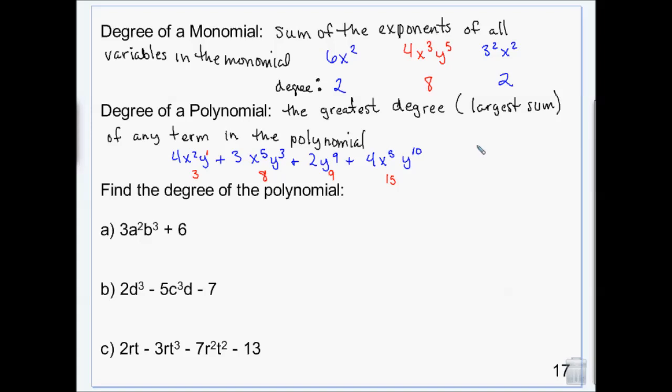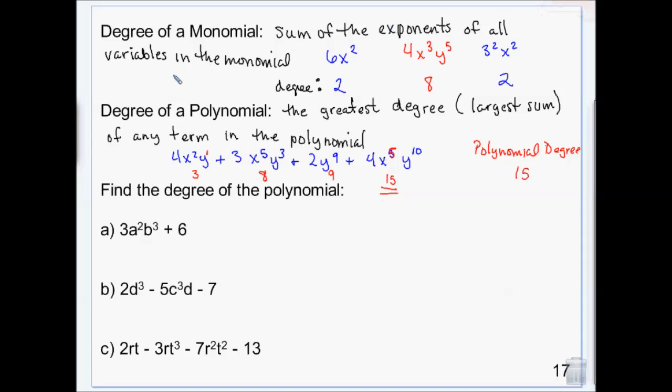The polynomial degree is going to be 15, because 15 is the largest degree. Just so you know, the 5 with the x at the end looks like an 8, but it's a 5. Whenever you're asked to find the degree of a polynomial, you add the exponents on each individual term, and whatever is the biggest number, that's the winner. If two are equal, say this one was also 15, then it would still be 15.